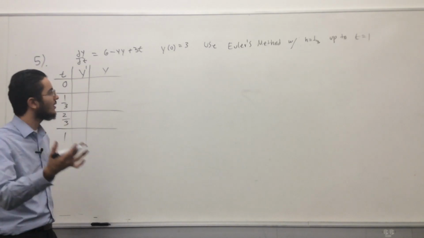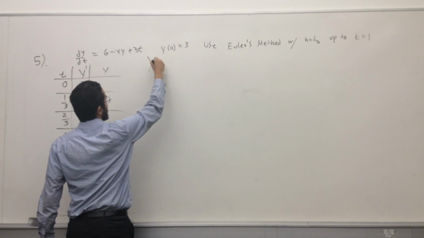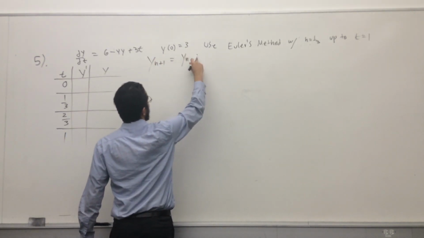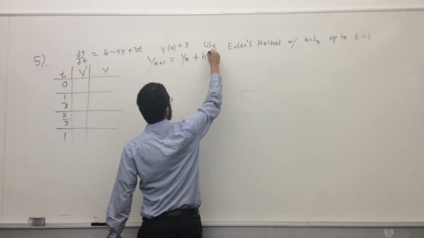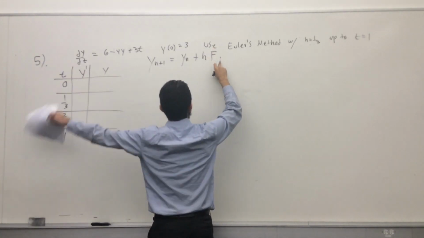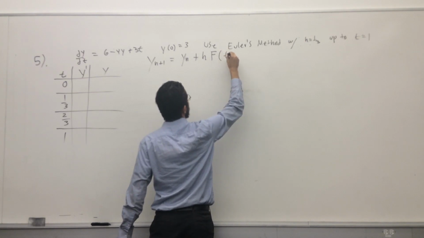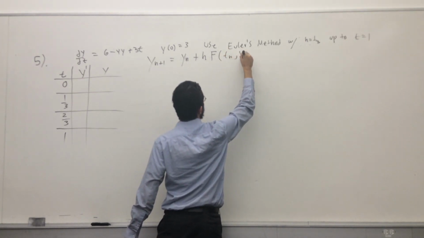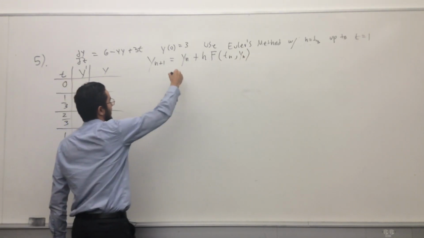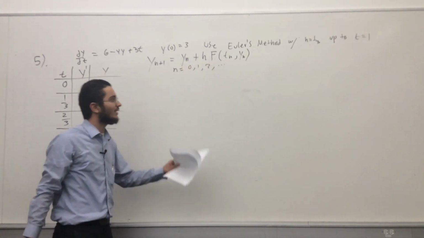And the formula for Euler's method is y sub n+1 equals y sub n, and then plus the step size h multiplied by the function, which is the derivative, right? It's the differential equation, the first derivative, f of t sub n, comma y sub n. And of course, we're going to have values of n equal to 0, 1, 2, etc. So you can have those values.